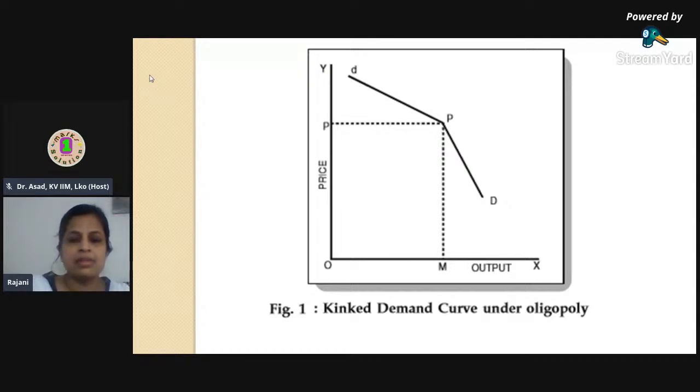Okay, so these are the different forms of market which I wanted to discuss with you today. I hope all of you are cooperating with me and listening, and you are ready for the question and answer session. Okay.